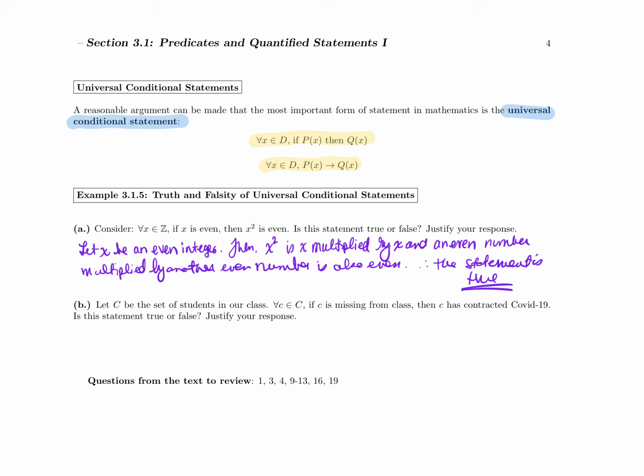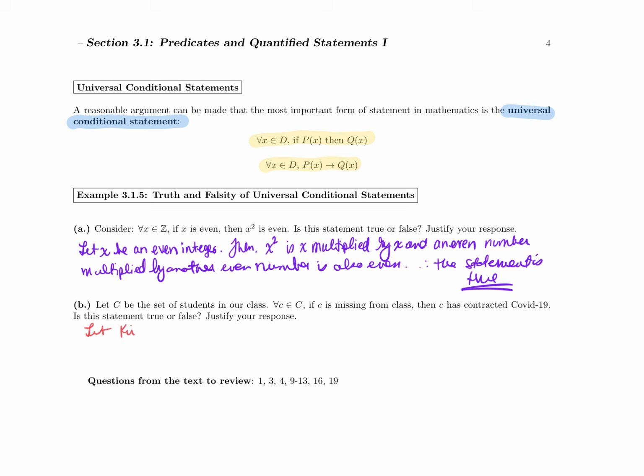But let's look at part B. If I let C be the set of students in our class, and I said, for all C in the set of students in our class, if C is missing from class, then C has contracted COVID-19. Is this statement true or false? Well, all you have to do is just pick a student who missed a class and didn't have COVID. And so then you could prove that our statement was false. It's a single counterexample.